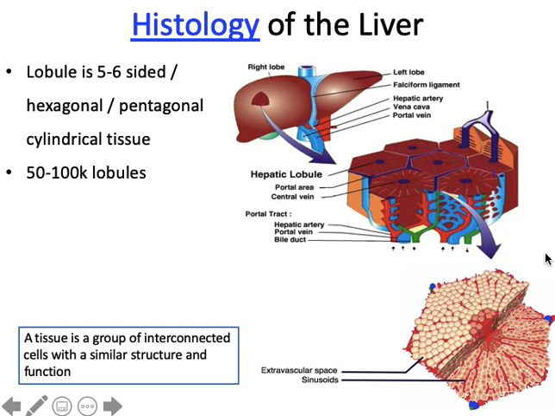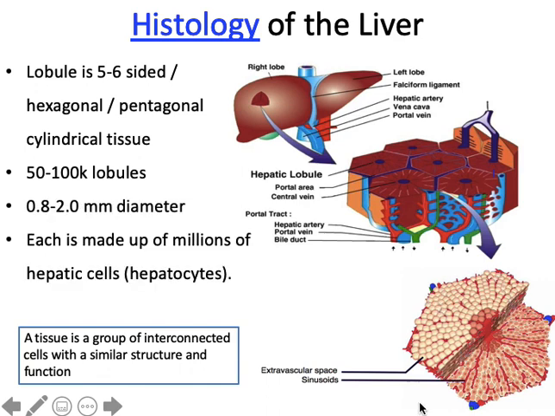Each lobe consists of many lobules, and each lobule is a 5 to 6-sided hexagonal or pentagonal cylindrical tissue. So you can see here the liver, we've got the right lobe. If we focus in on this section of the right lobe, we see a series of lobules here, all connected together. So there's connective tissue between each of these lobules. And this one lobule here consists of these hepatocytes.